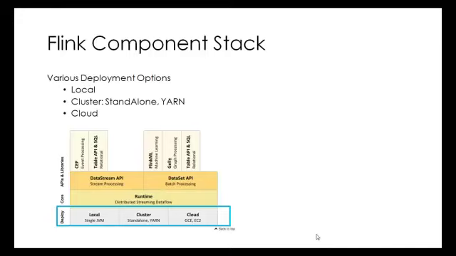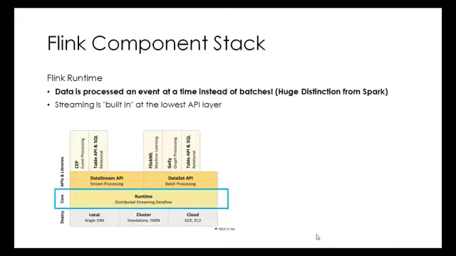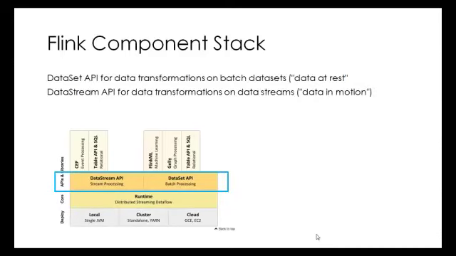The next level up is, surprise, the streaming layer. This is built as your next layer. It's the foundation for all of the APIs above it. And you can see in the next slide that we have two main APIs. One is for batch data, which is called the DataSet API, and the other is for streaming, which is called the DataStream API.